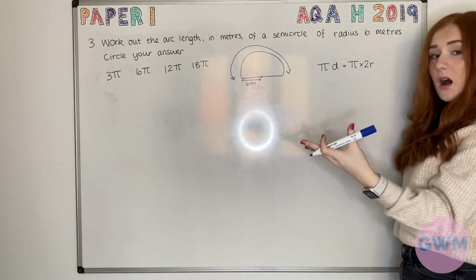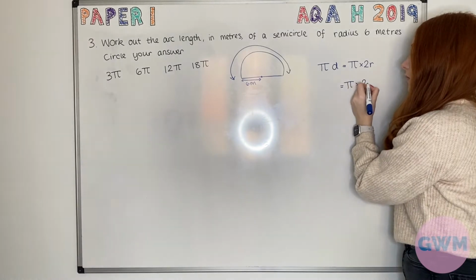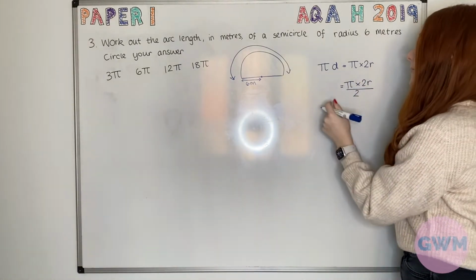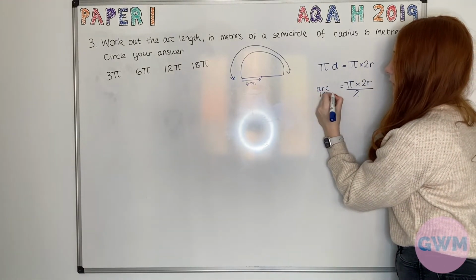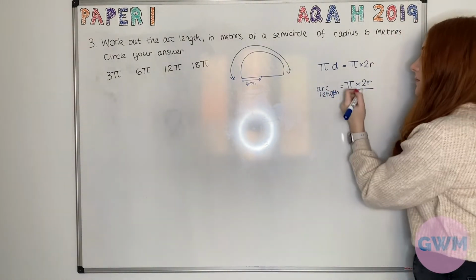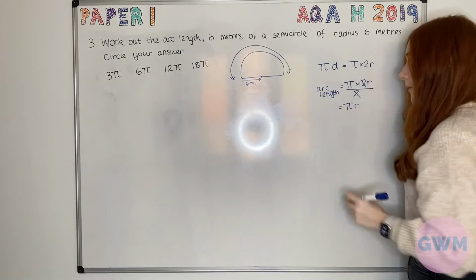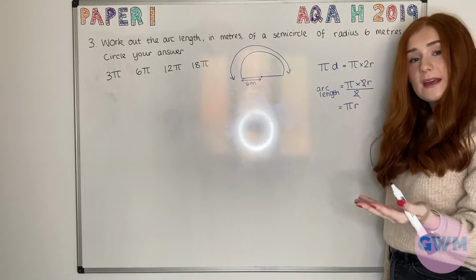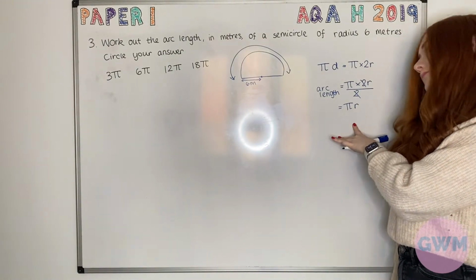But because we're doing it for half the circle, we do the same as before, but we divide it by 2 to account for that half, and that's going to equal the arc length. Now, you might have spotted we've got a 2 on the top and a 2 on the bottom, so we can cancel them, which means the arc length is only pi r for a semicircle. That is quite a common thing. You might want to memorise that, it will make it quicker for you. So arc length for a semicircle is just pi r.